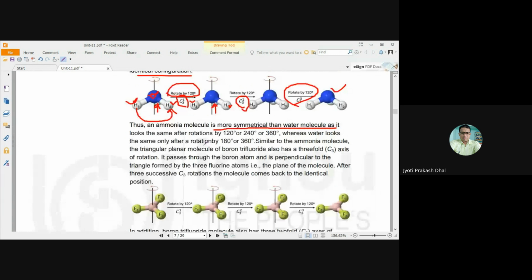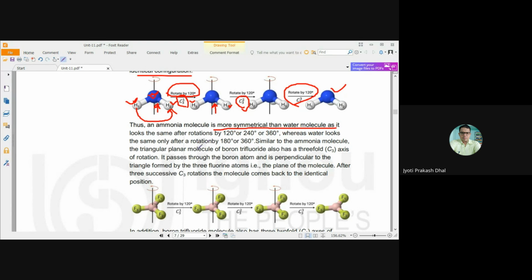But if you perform the same operation once again, rotation by 120 degrees, that will give the identical configuration. Thus the ammonia molecule is more symmetrical than the water molecule, as it looks the same after rotation by 120, 240 or 360 degrees. But in the case of water, it looks the same after rotation by 180 degrees and 360 degrees. So the water molecule has a two-fold axis of symmetry, but the ammonia molecule has a three-fold axis of symmetry.